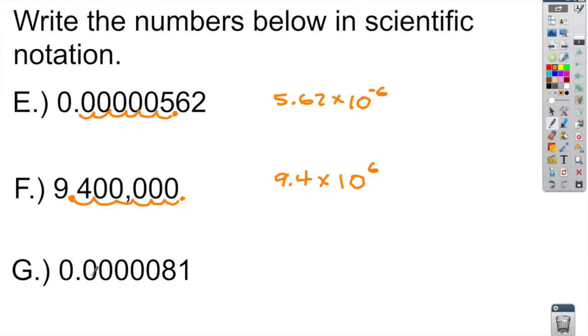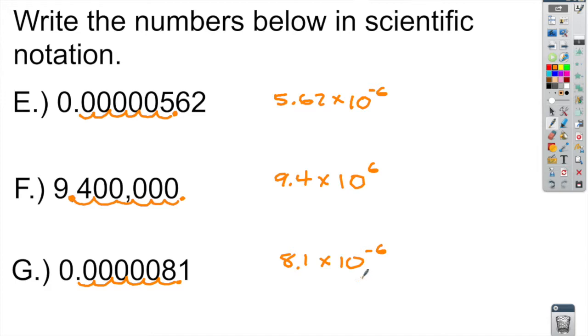All right, let's do this last one, g. The decimal should go here, make it 8.1, times 10 to the 1, 2, 3, 4, 5, negative 6th. Okay, because I moved it 6 places, but it's a really tiny number, which means it's a negative exponent.